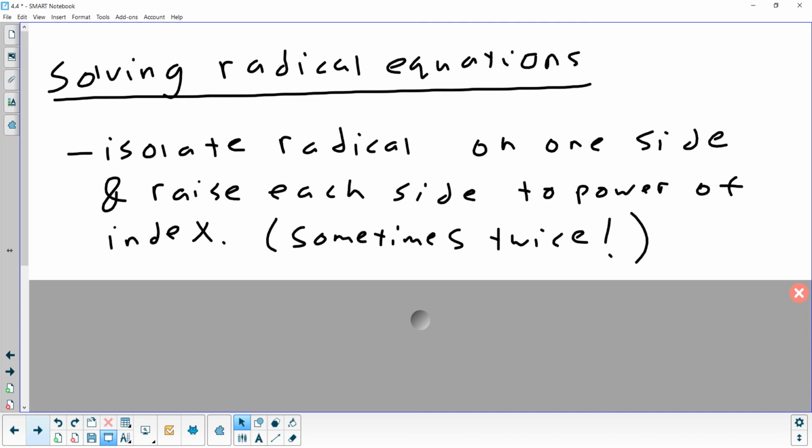So what do I mean? If you had a problem like this, that has a radical isolated on one side, I would square each side because squaring would cancel out a square root. If that was a cube root, I would have to cube each side. And the more radicals you have in the problem, the more times you have to raise each side to the power. I would never give you one that you would have to do it more than twice. Because it starts to get kind of bad.